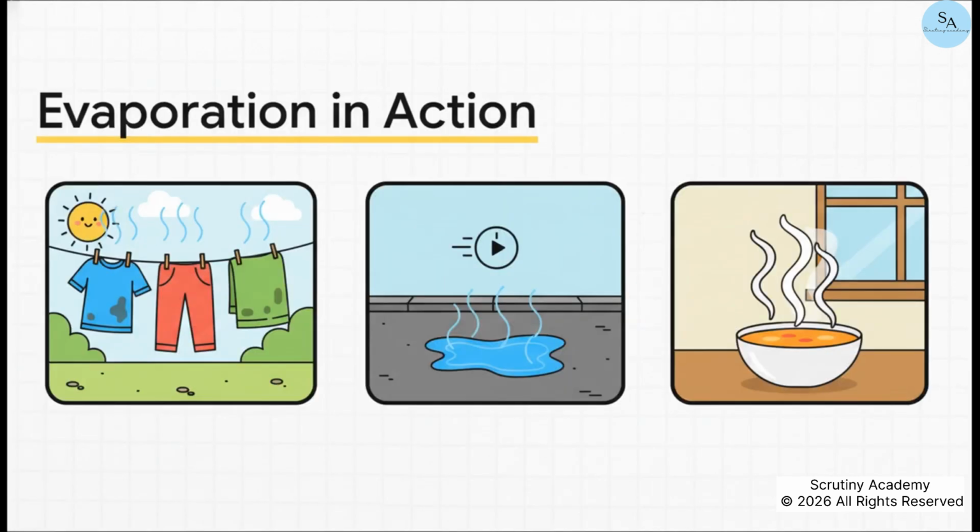And you see this happening all around you, even if you don't really notice it. When your wet clothes dry on the line, that's evaporation. That puddle on the street that just disappears after a day or two, evaporation again. It's just water making its great escape.